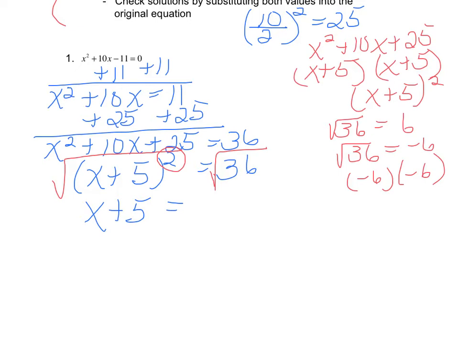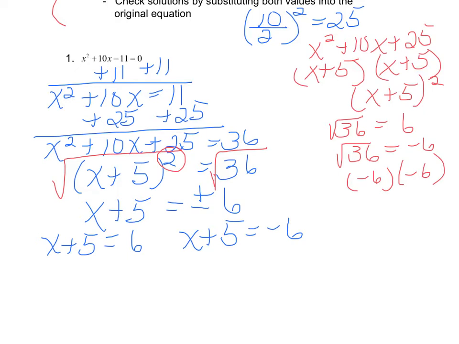So now x plus 5 is going to be set equal to plus or minus 6, which is positive or negative 6. Now this is where we're going to split it because we have it set equal to two answers. So we have x plus 5 equals a positive 6, and x plus 5 equals a negative 6. So now we have two equations to solve.